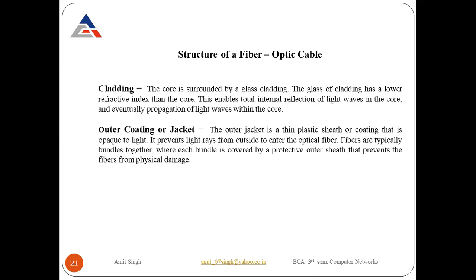The second part is called the cladding. The core is surrounded by a glass cladding. What it means is that the core is covered by a material, and that material is known as cladding. The glass of cladding has a lower refractive index than the core. The refractive index of cladding is less as compared to the core. Why? Because the core is responsible for sending the signals from one end to the other end. This enables total internal reflection of light waves in the core and eventually propagation of light waves within the core.